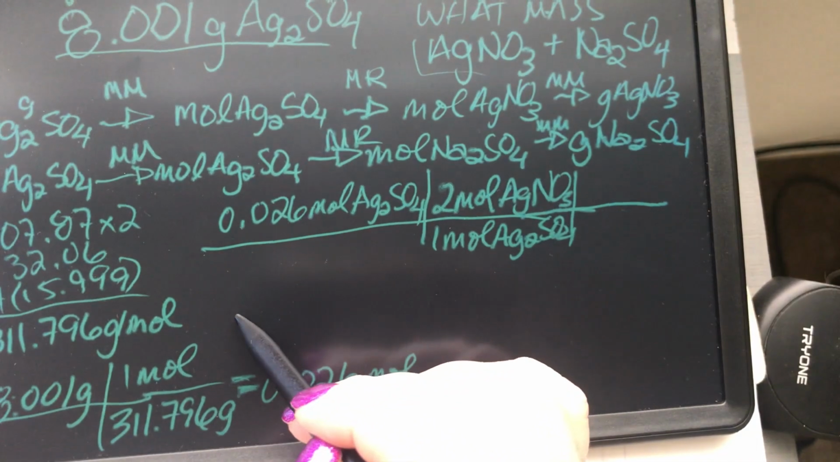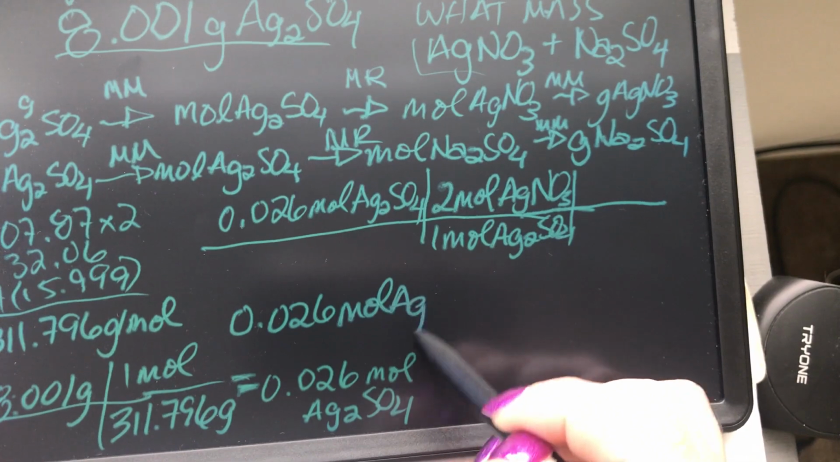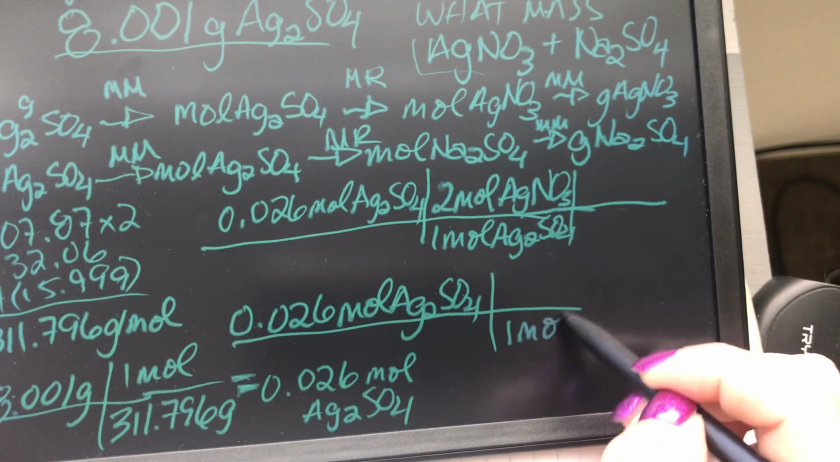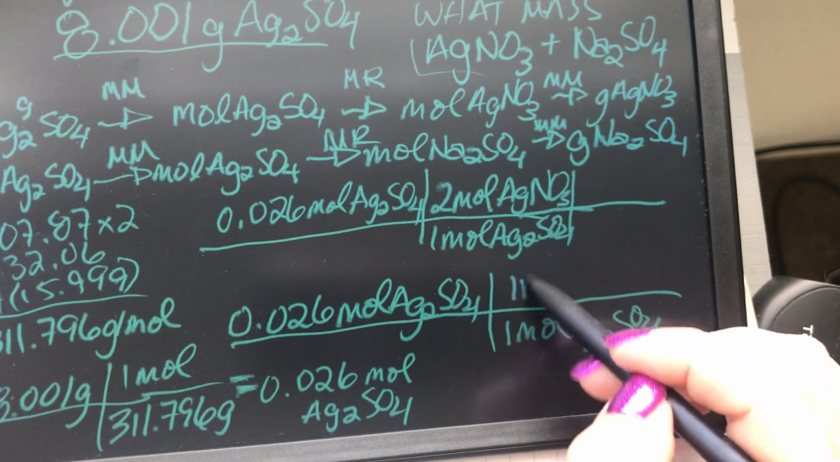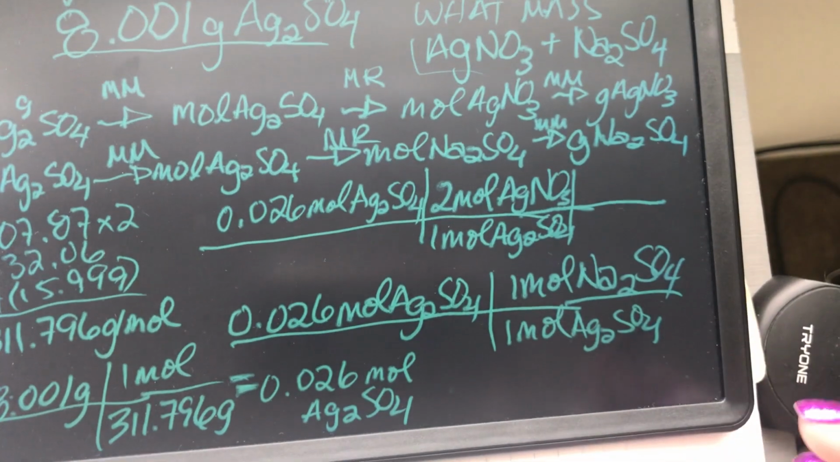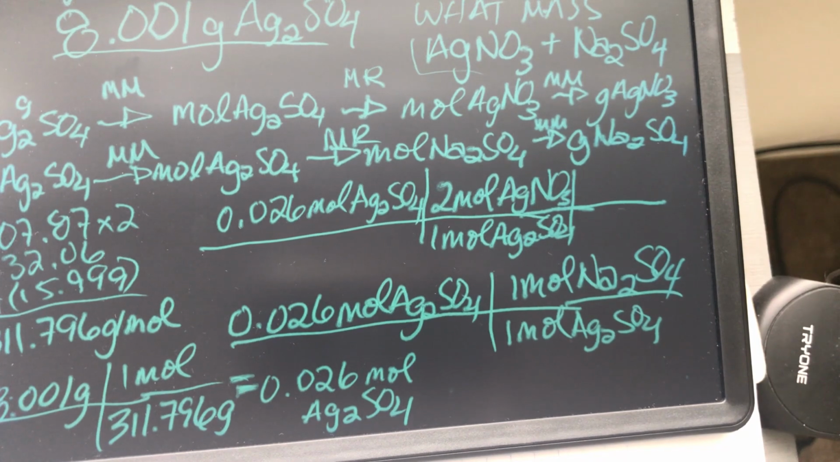Right? And then for the other guy, for every 1 mole of silver sulfate, we have 1 mole of sodium sulfate, right? And I ran out of room, but I think that was all the hardest part, right? From there, you just need to figure out the molar mass of silver nitrate and sodium sulfate, and then convert to grams, right? Grams.